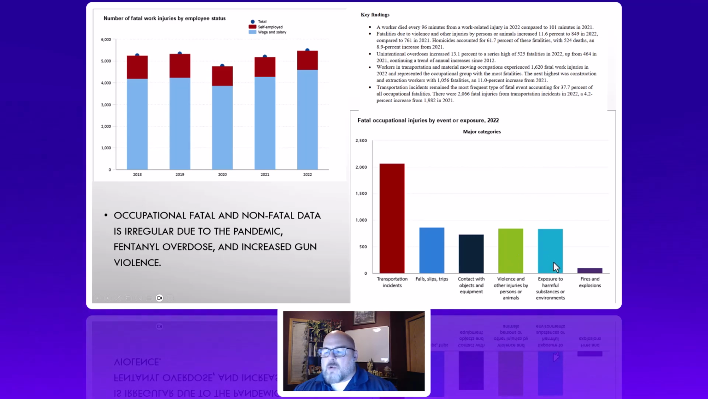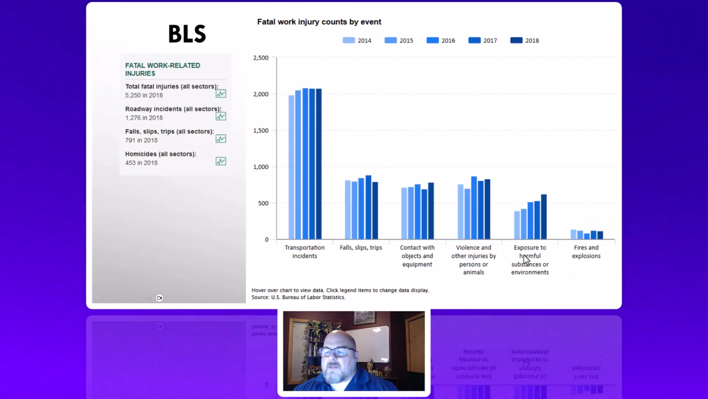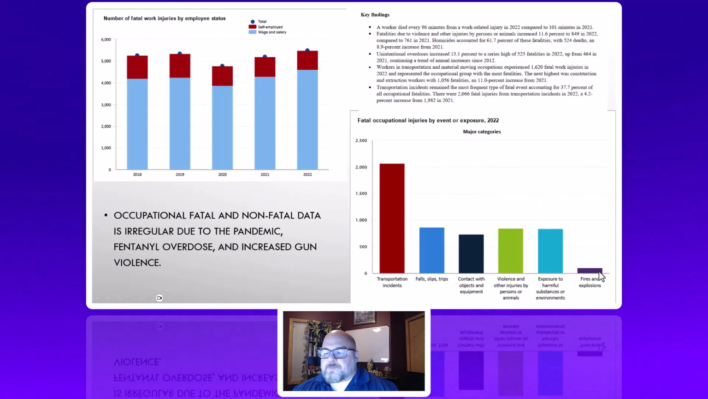I think exposure to harmful substances may have gone up. Yeah, it was a little bit lower. It's higher. Fire explosion still a small amount. Some of the key findings are up here. He says that homicides have increased, that overdoses have increased, transportation, moving has gone up, and yeah.